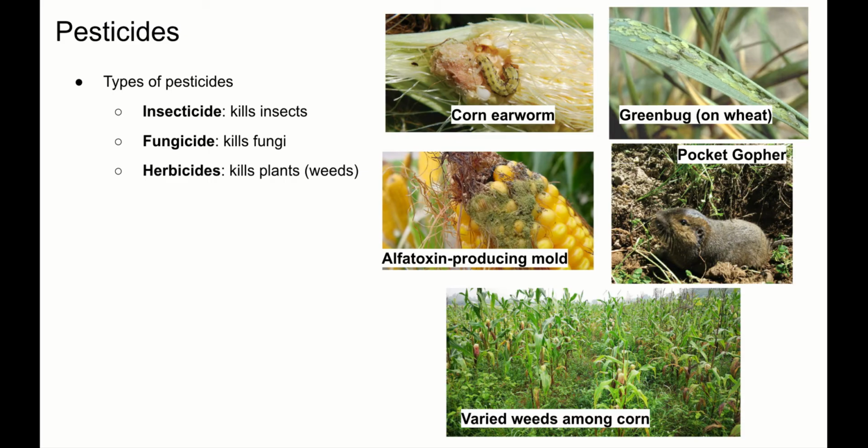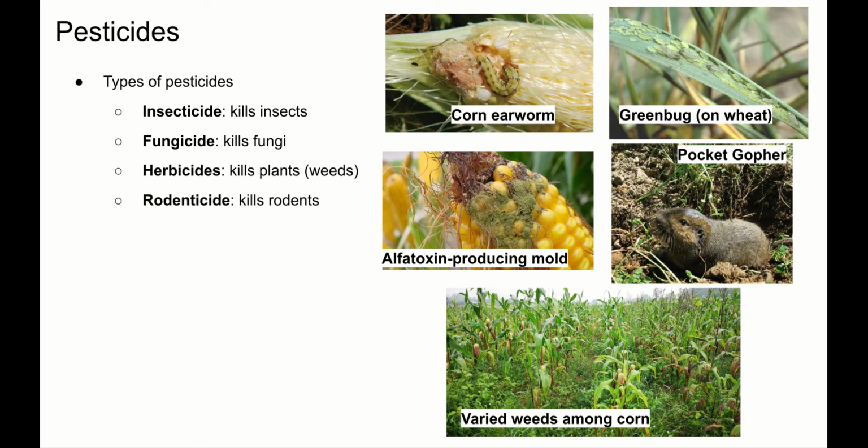Herbicides kill plants, specifically weeds, like all of the weeds that you can see growing up among the corn plants here. You might be thinking to yourself, why are weeds a problem? Do we actually care that there are weeds growing on there? Can't the corn just keep growing on its own? Well, the weeds are using up a lot of the nitrogen and phosphorus from the soil. And so with the presence of the weeds, there are fewer nutrients available to go into the corn plants, and the corn will have a decreased yield, smaller ears, fewer ears, etc.